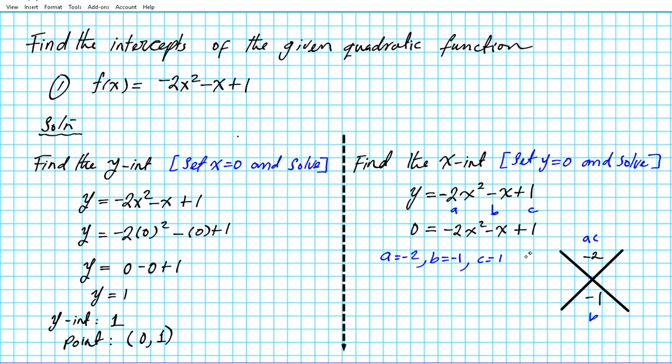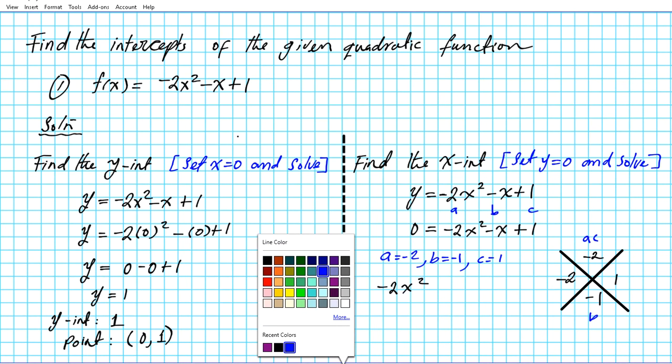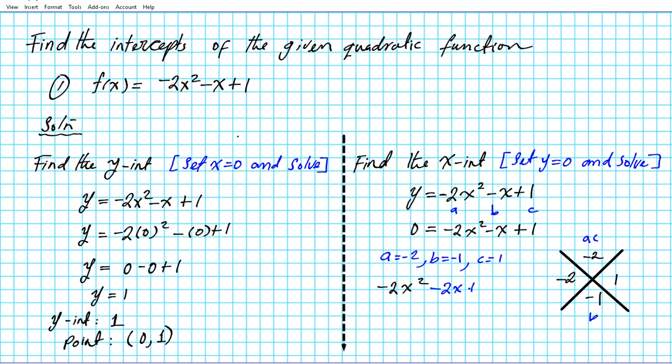Now we ask ourselves, what two numbers multiply to give you negative 2 and add to give you negative 1? We have 2 and negative 1. 2 times negative 1 is negative 2, but 2 minus 1 is not negative 1. So let's fix the sign. How about we try negative 2 and 1? Negative 2 plus 1, yeah, that works. So we're going to put these two numbers in the middle. We have negative 2x squared, and then instead of negative x, we replace it with negative 2x plus 1x, plus 1. Of course, we set it equal to 0.